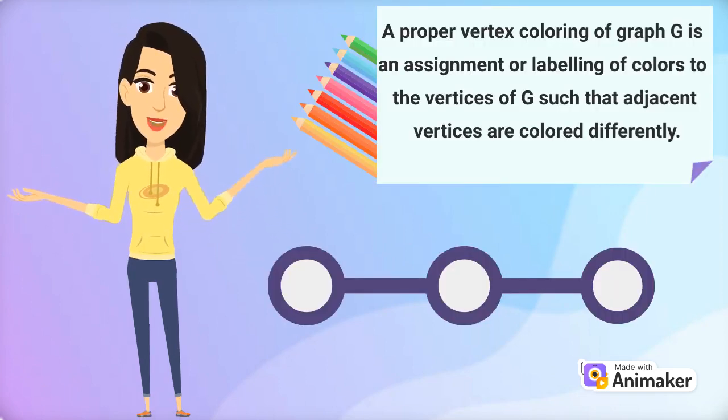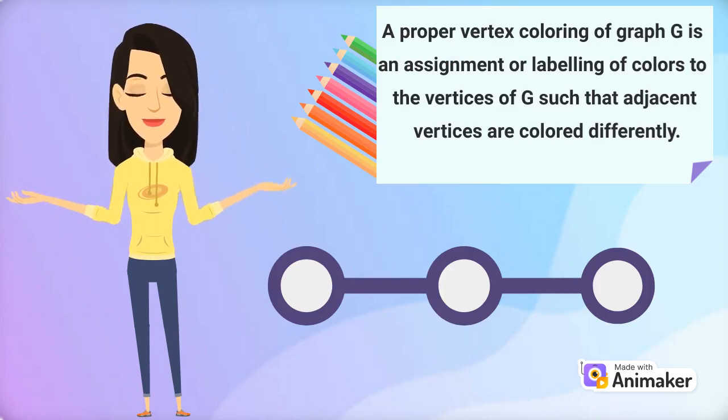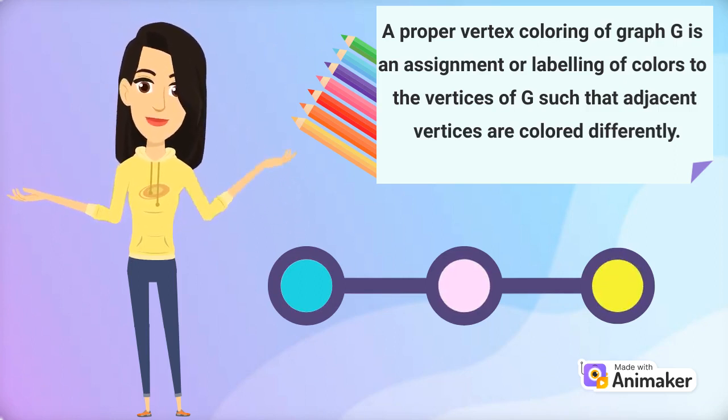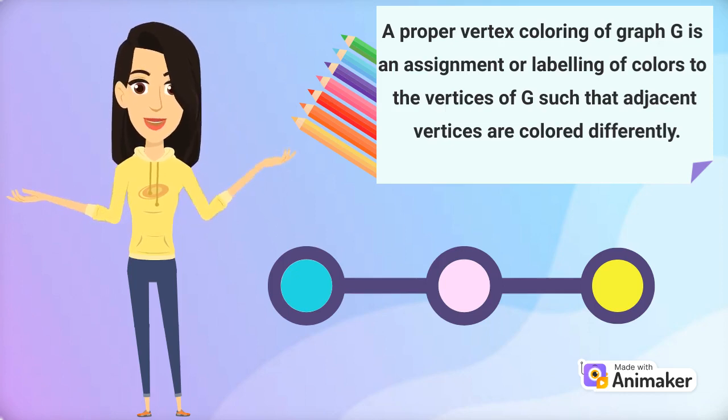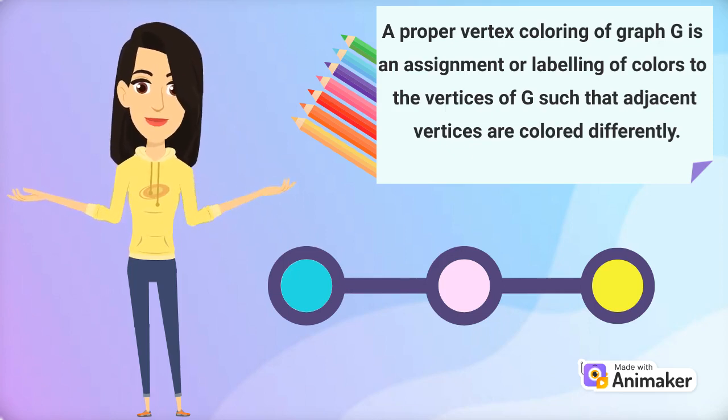Here, we have our example where there are 3 vertices. We can color the first vertex with blue, the second one with pink, and the last one with yellow. We can say that this is a proper vertex coloring because there are no 2 adjacent vertices that are of the same color.